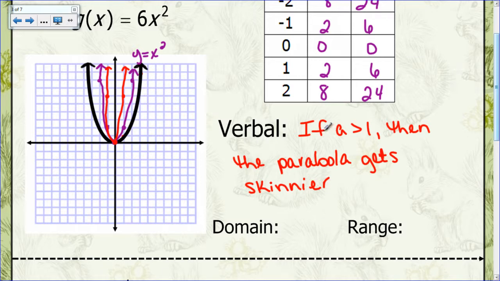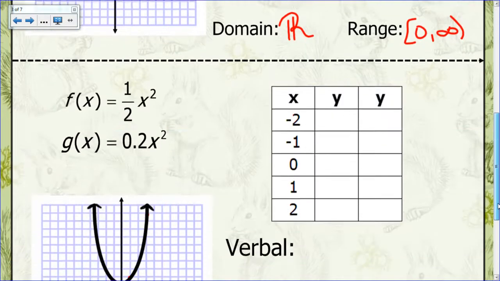And so the domain for all of these is going to be all real numbers, and the range for all 3 of them is also the same because they all have the same vertex. They all started at 0 and they all went to infinity. So that's for all 3 graphs because they all have the same vertex right there. So now let's do another one.